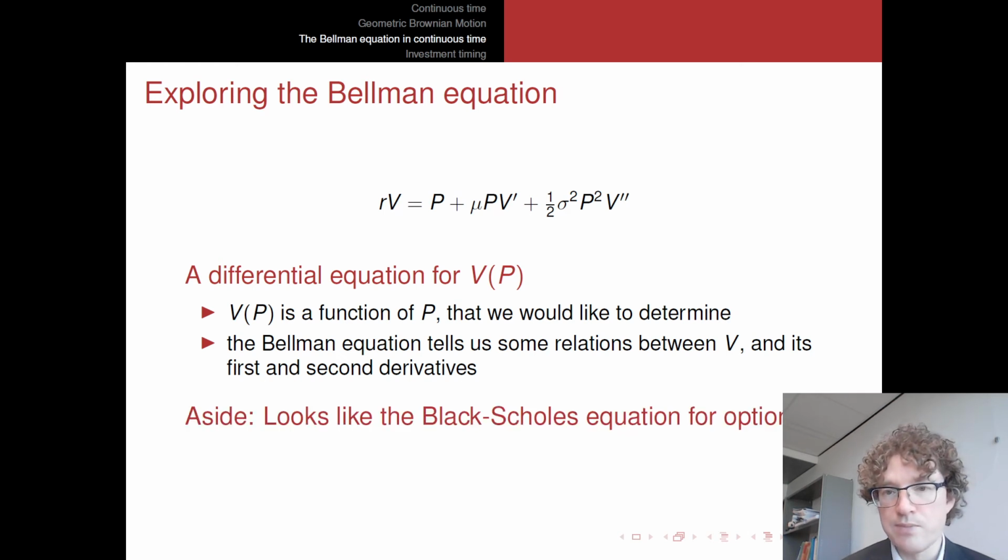So if you had a little bit of a look at option pricing, then you might recognize that this looks a lot like the Black-Scholes equation, and it actually is intimately related to the Black-Scholes equation for option pricing, so for call options and put options, except that this Black-Scholes equation also has a time derivative in it. That's a major part which makes the Black-Scholes equation a lot more difficult to solve than this Bellman equation.